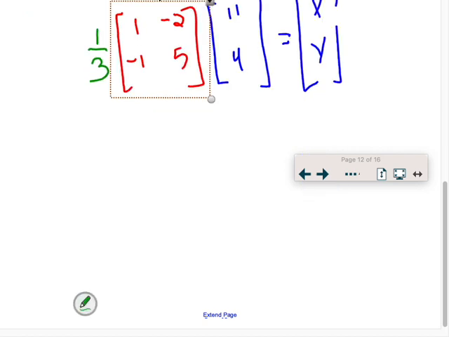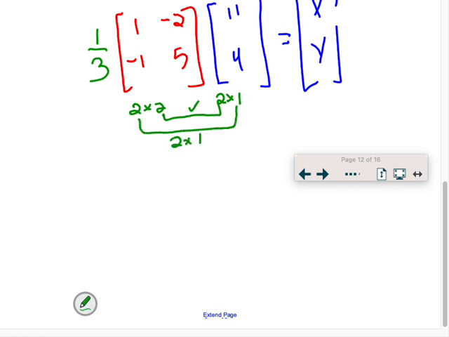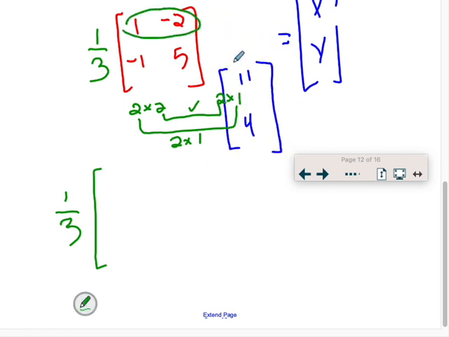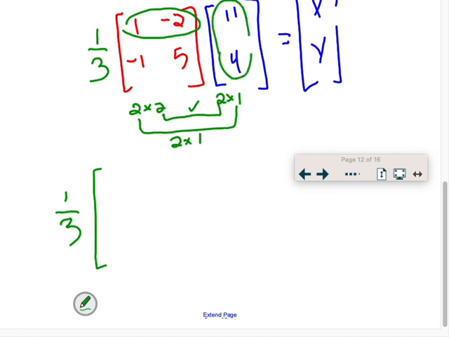So this is a 2 by 2, and this is a 2 by 1. The inner dimensions match, so the product matrix is going to be a 2 by 1 here, right? So we're going to set that up. Here's my 1/3, and then a 2 by 1 matrix. To do this, it's first row, first column, right? So it's 1 times 11, that's 11, plus -2 times 4, so that's plus a -8, or minus 8 here. That's going to be the first element.